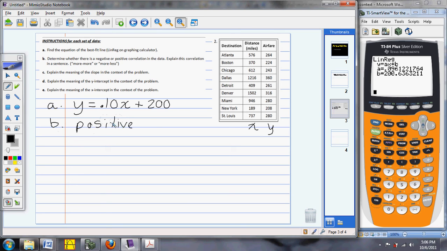All right, so for part B, we're going to say it has positive correlation. And that means in a sentence, it's a "the more, the more." In other words, the more distance, the more airfare. So you could say something like, the farther the distance, the greater the airfare, the more expensive the ticket. I'm going to say the higher the airfare.